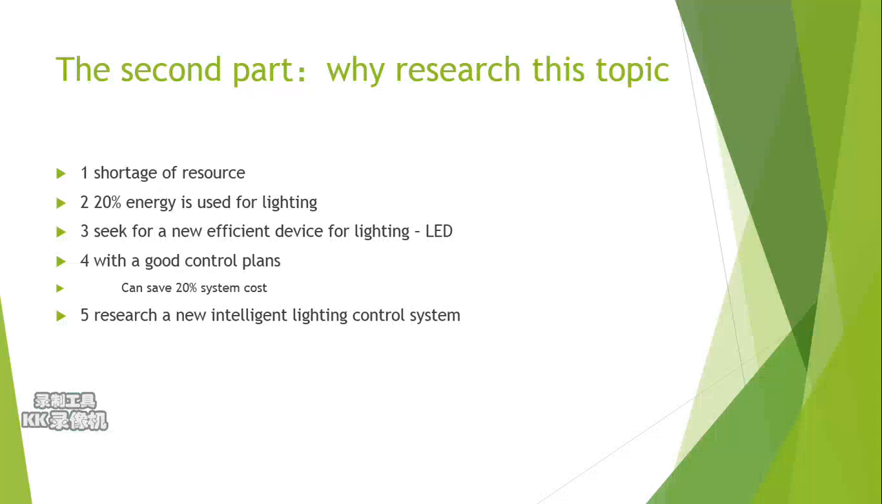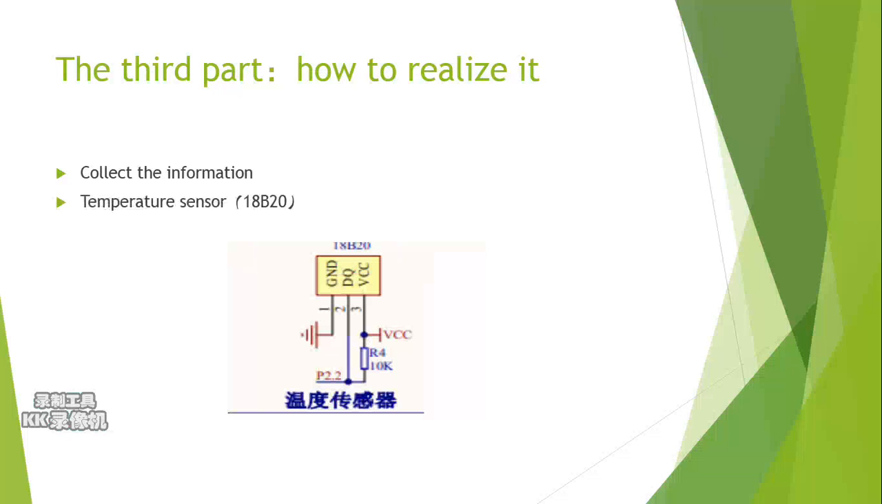Okay, let's go into the last part. How to realize it. The system will do four jobs. The first job is collecting the information by sensors. Here I use some sensors like DS18B20. This sensor can get temperature information for us, and it is easy to control.